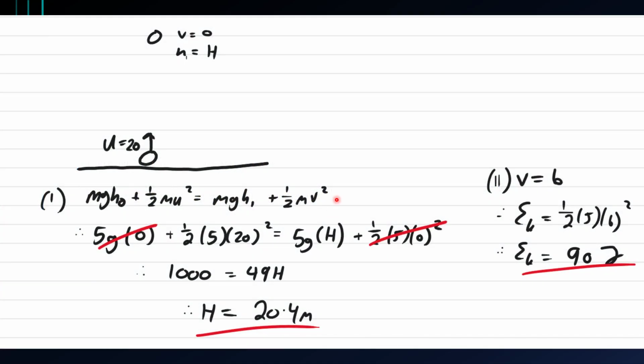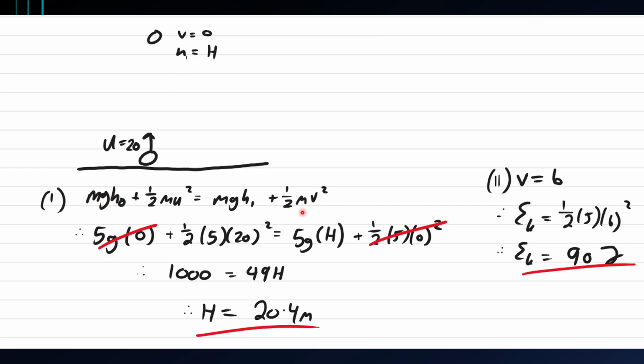So here's the solution. Initially it has a speed of 20. I should have put that the initial height is 0. And then when it has a speed, or v equals 0, that's when it's at its max, it will have a height of capital H. So I've let capital H be the max height of the ball.